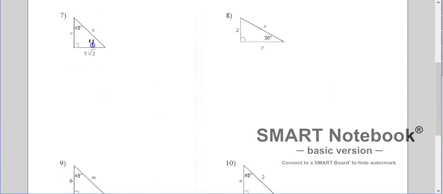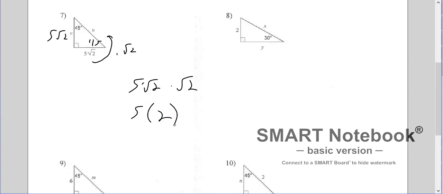All right, we have a 45, 45, 90 again. Okay, the legs are going to match. So 5 root 2 and 5 root 2. Remember, we get bigger going to hypotenuse because it's the longest side. We're going to multiply by radical 2. So down here, we're going to do a little bit of work. 5 radical 2 times radical 2. Remember, this is 5 times radical 2 times another radical 2. Radical 2 times radical 2, we've talked about already before, is simply 2. Which means we get 10, so the hypotenuse of this is 10.